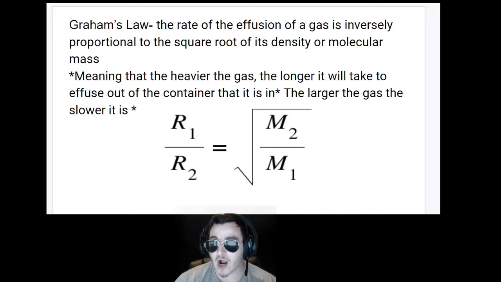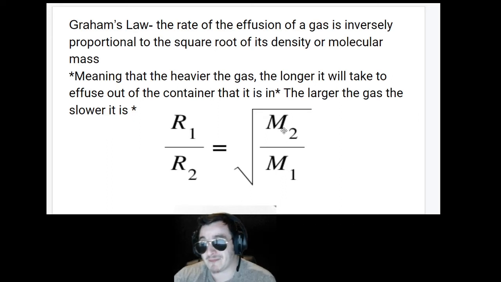The bigger you are, the slower you are. Kind of like how it is on a football field or any sports field you're looking at. The bigger you are, you're not going to be able to move as fast, typically. And so the smallest gas is going to escape the quickest. Well, this is the mathematical formula, and it might look a little complicated, but it's really not.